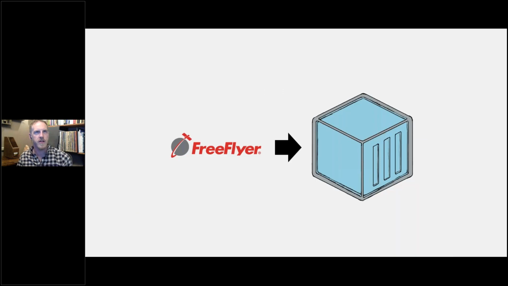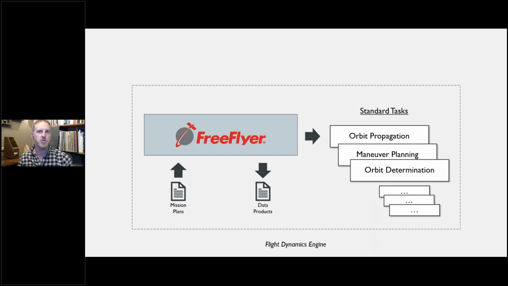But how do we create a container-based flight dynamics engine? Well, you'll remember that in a traditional flight dynamics system, we bundle FreeFlyer with a standard set of mission plans and common data, and together with the data and the scripts, this engine is used to execute a standard set of tasks. In Meridian, each task is a pre-built mission plan, but we need FreeFlyer to be continually available on our overall system of containers. So how do we do that?